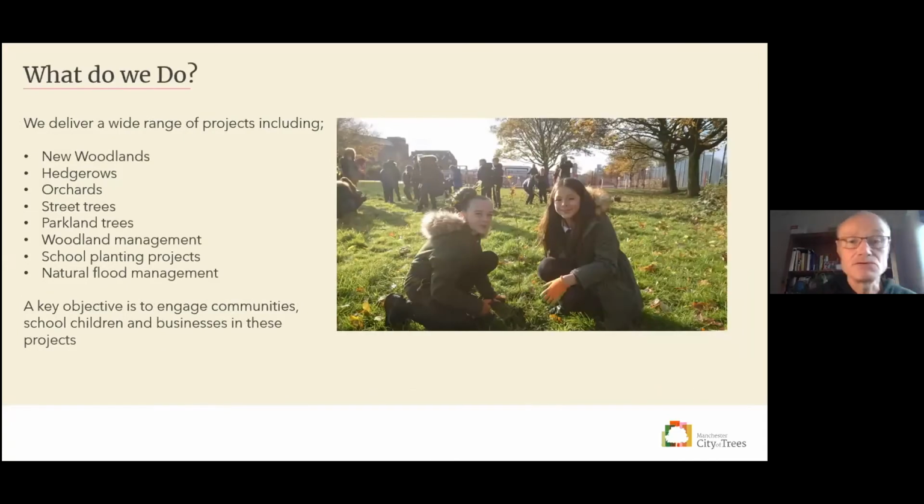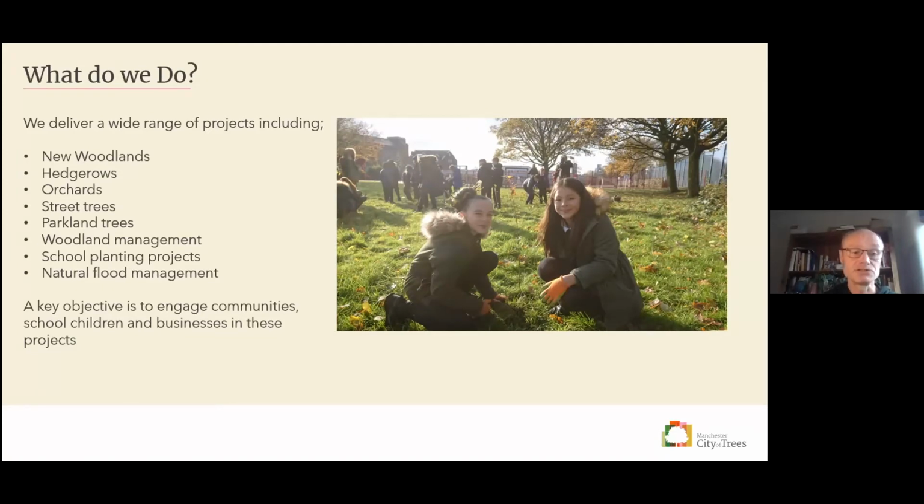So in terms of what we do, you would probably expect as a community forest, trees are at the heart of everything. So yes, new woodlands, but we also plant hedgerows as well, orchards, street trees, trees in parklands, which is particularly important because many of those trees are now under threat from diseases such as ash dieback. Managing our woodlands, which is really important because we need to get the most out of them from a biodiversity perspective and an ecosystem services perspective.